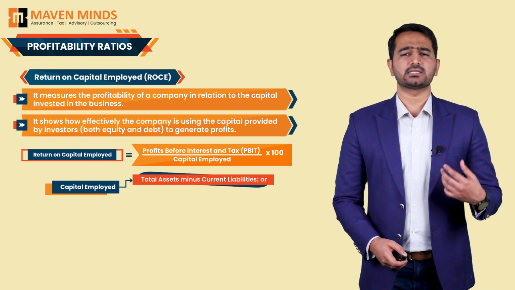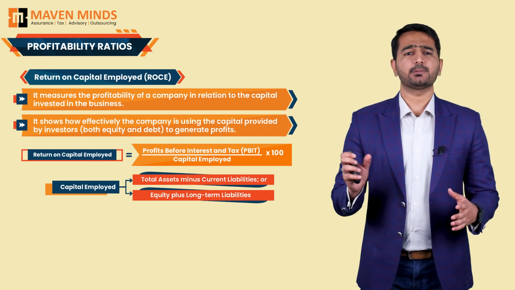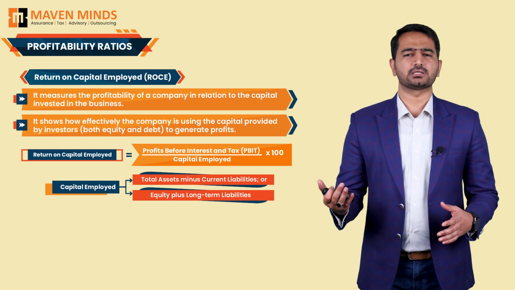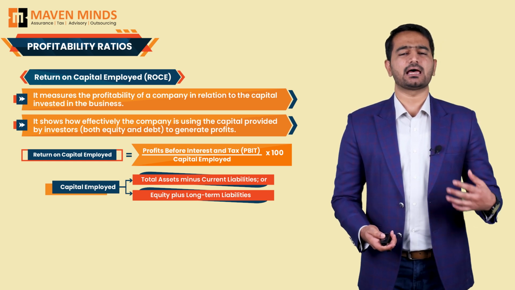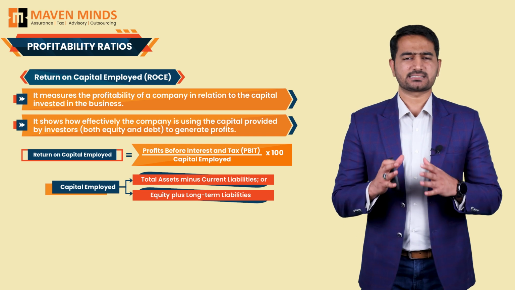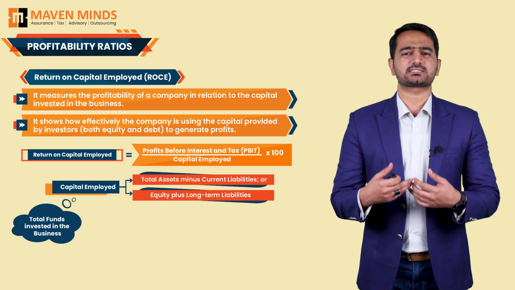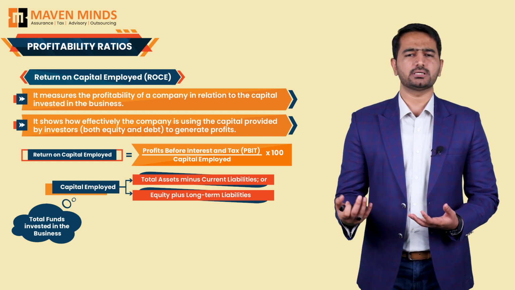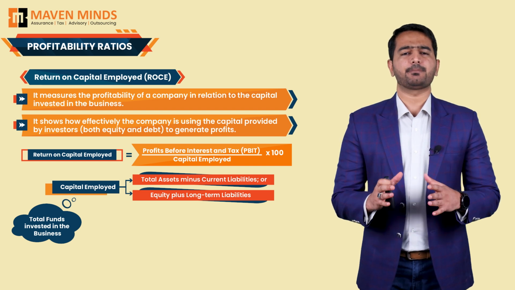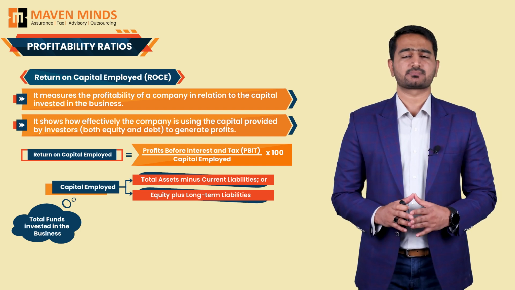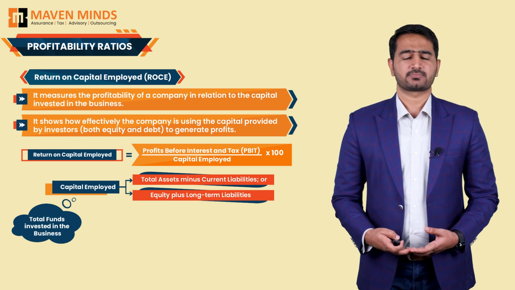And the second method is equity plus long-term liabilities. Here you add up equity, which includes share capital, share premium, and all the equity reserves, and the long-term debts and the long-term liabilities. Essentially, capital employed represents the total funds invested in the business by both equity holders and the debt holders. My friends, understanding return on capital employed is crucial for any business, especially those that are a going concern, that are running businesses.